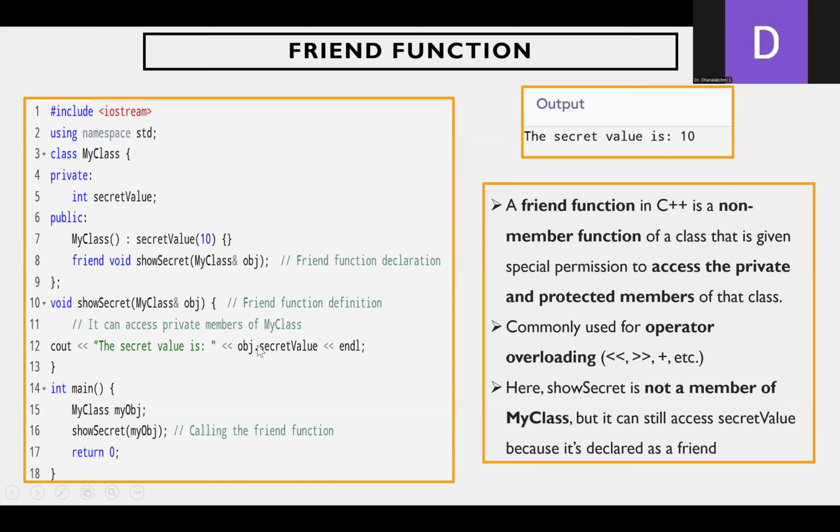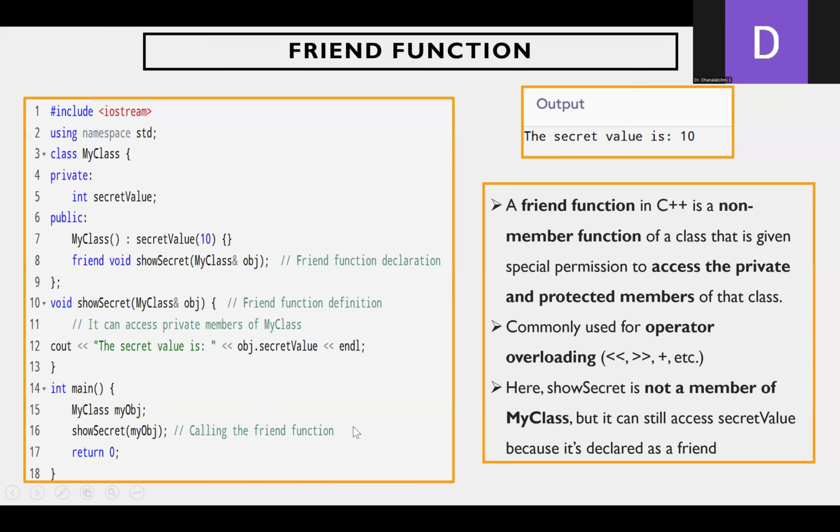Coming to the main function, we create an object called myObject of type MyClass. After this, we call the friend function secret. So when we run this program, what's the output we get here? 10. A friend function is not a member of the class, but it has access to the class's private and protected members.